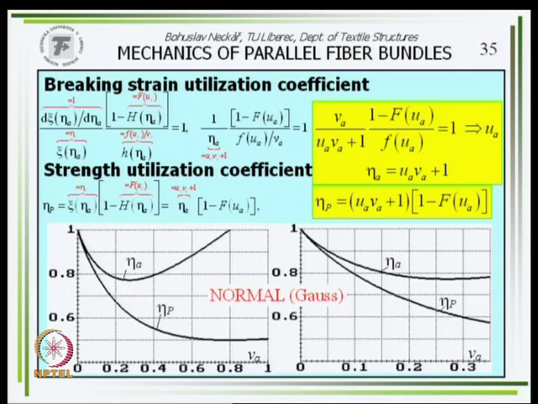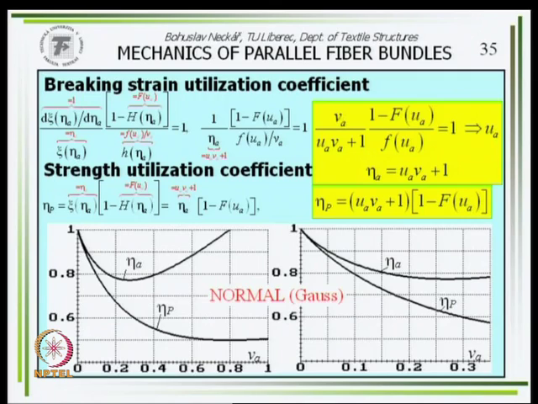What we obtained in our example for strength and breaking strain utilization coefficients, when we calculated graphically, calculated numerically, of course, we obtained the following graphs. This function is a strength utilization coefficient. You can see that both are also functions of the coefficient of variation of breaking strain of fibers.